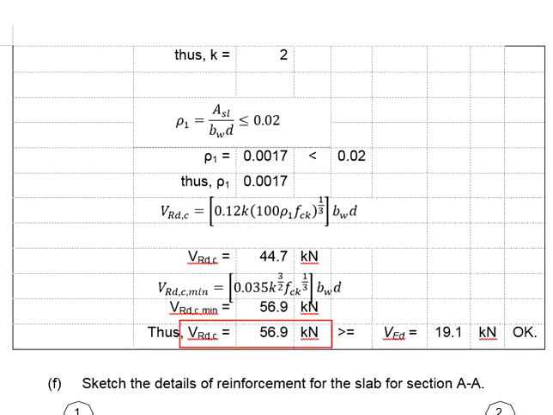And your shear resistance is checked against the shear load, which is 19.1. It is greater than the shear load. That means the shear resistance is adequate. No shear reinforcement shall be required.